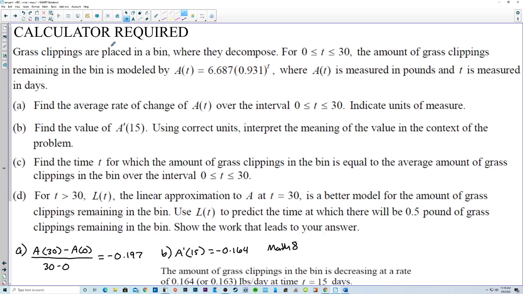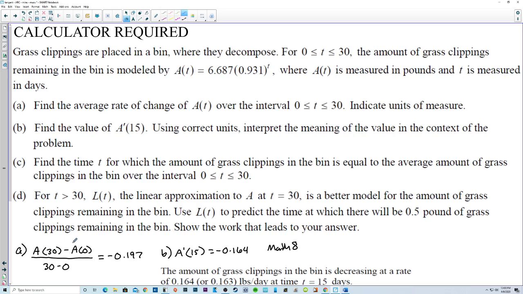Calculator required. Grass clippings are placed in a bin where they decompose for t from 0 to 30. The amount of grass clippings remaining in the bin is modeled by A of t, and you can see that, where A of t is measured in pounds and t is measured in days. Find the average rate of change of A of t over the interval 0 to 30. Indicate units of measurement.